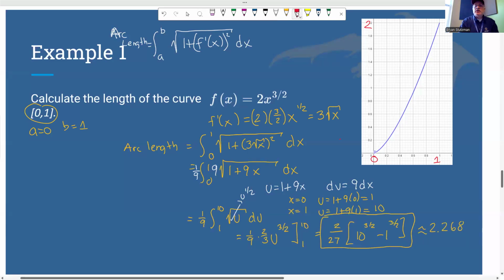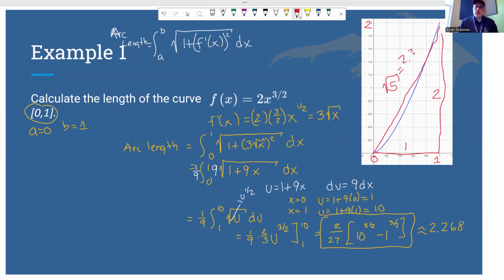Now, if I would have gone and just did a straight line between 0, 0 and 1, 2, this is a right triangle, 1 for the base and 2 for the height, which makes the hypotenuse the square root of 5. And if I approximate, this is 2.236. So they're close to each other, but not exactly the same. They're off by about 1%, 1.5%.